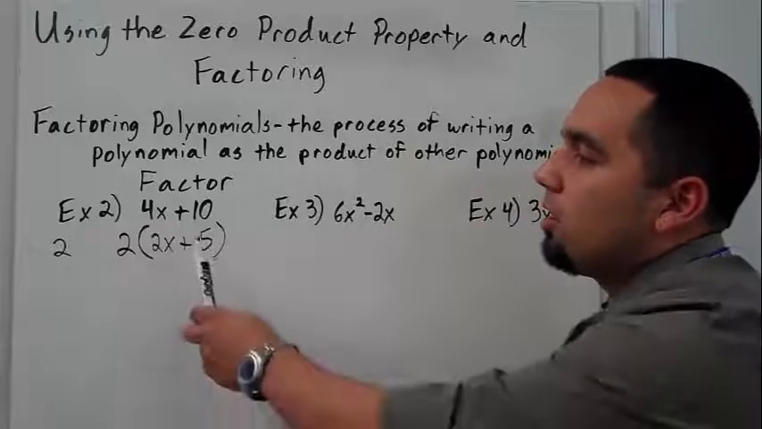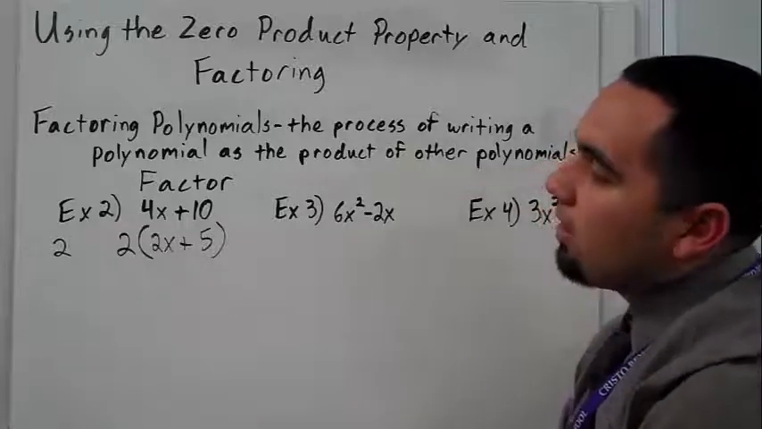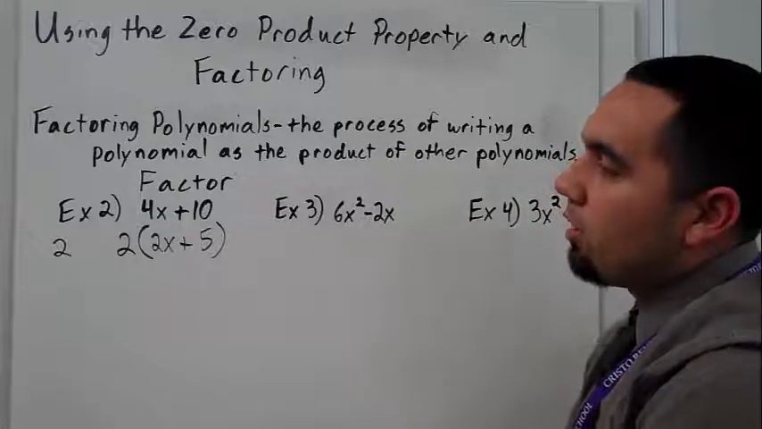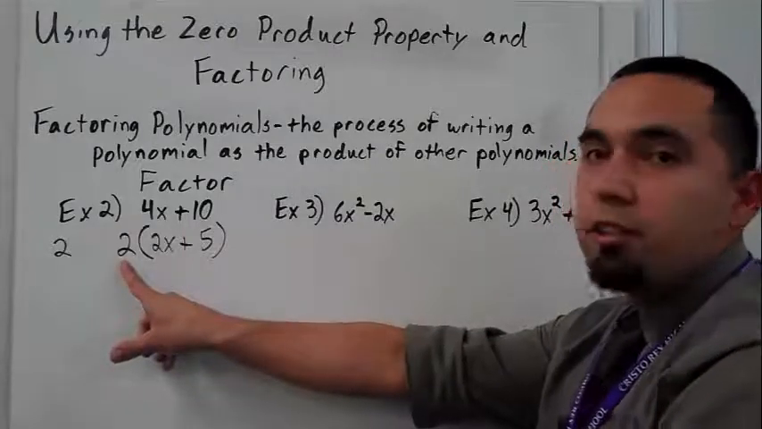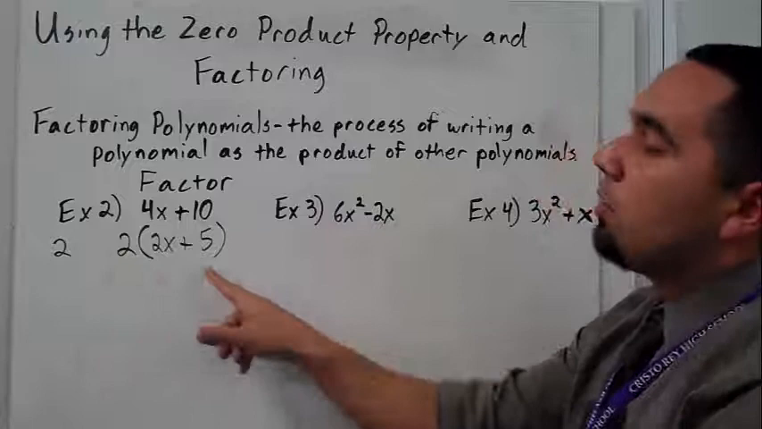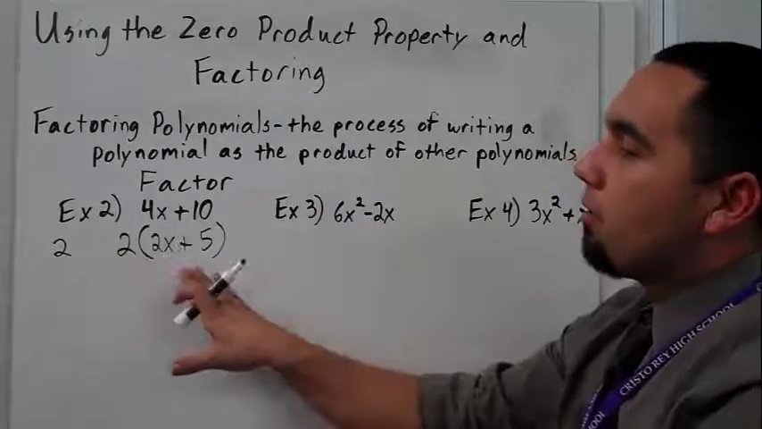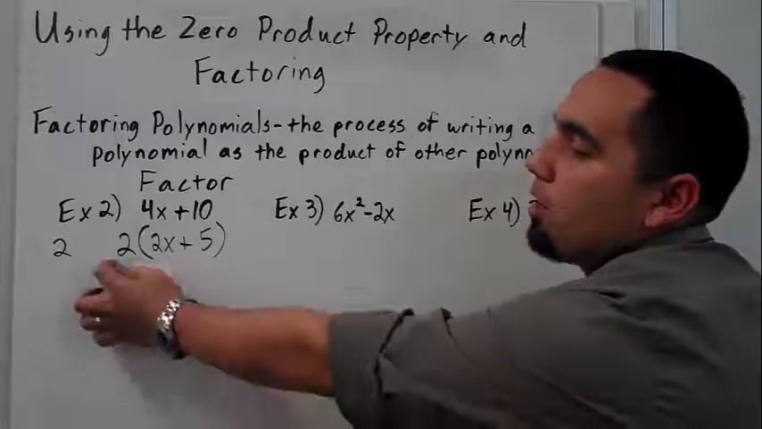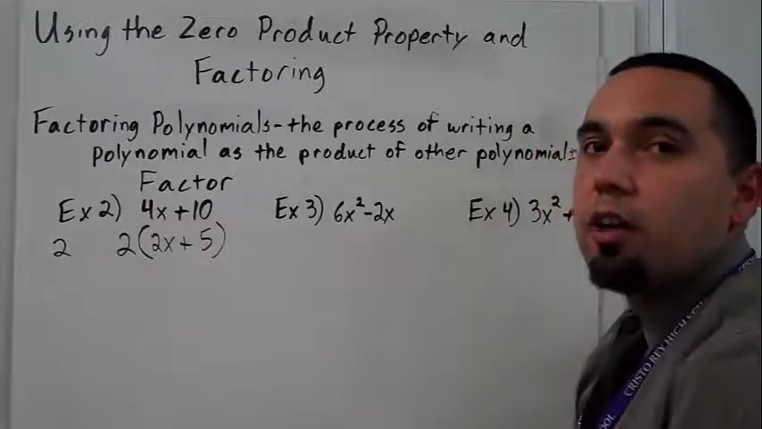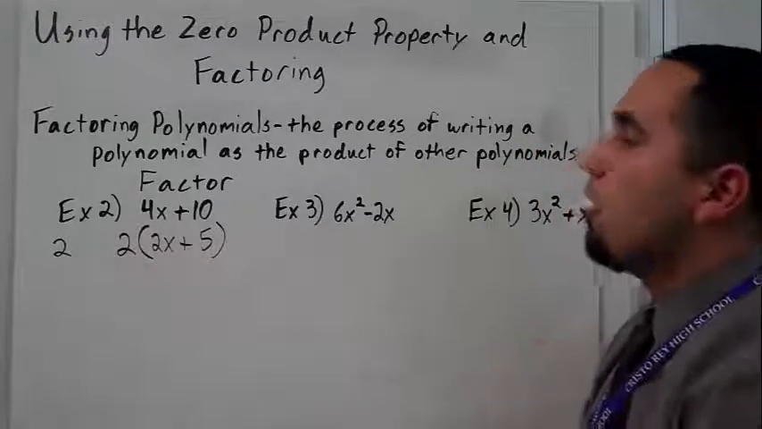But if I look, in fact, I think that's going to be it. That is my greatest common factor. My greatest common factor here was a 2, and I pulled it out, and this is what I end up with. This is going to be helpful because now we have something where we got multiplication going on. That's going to be helpful in later problems.